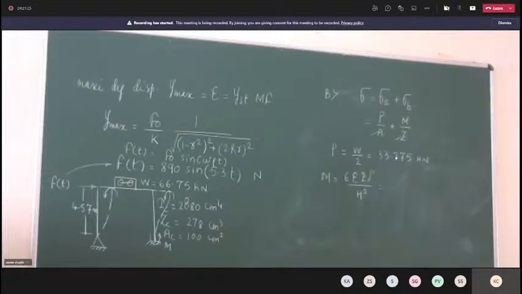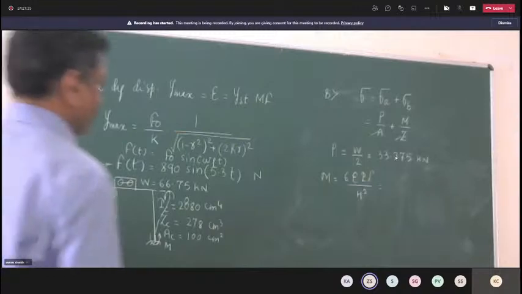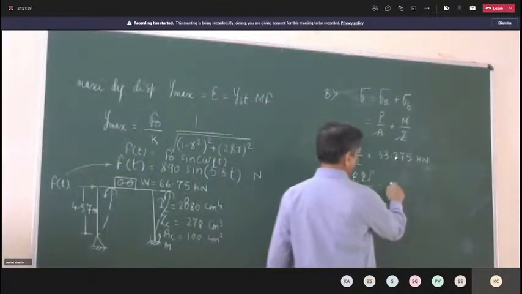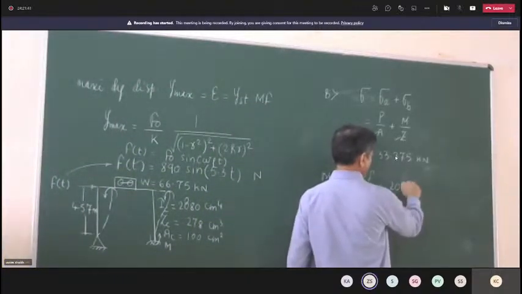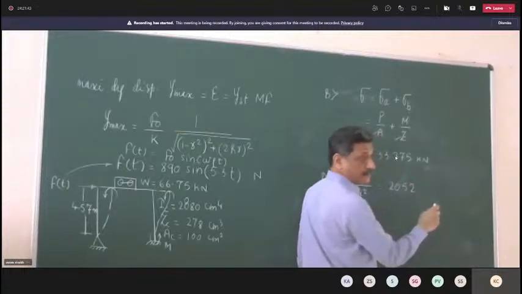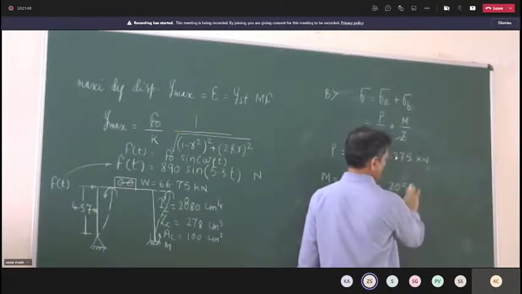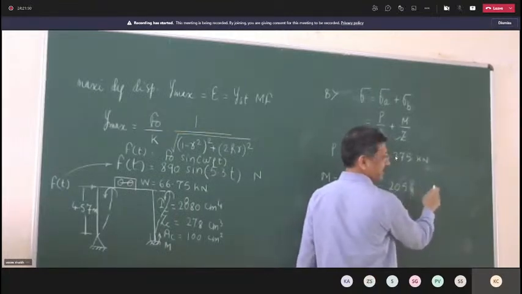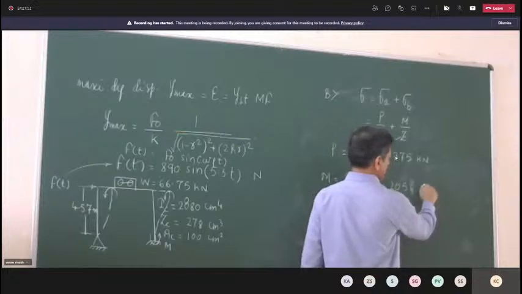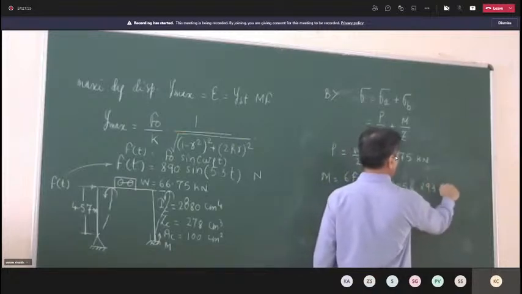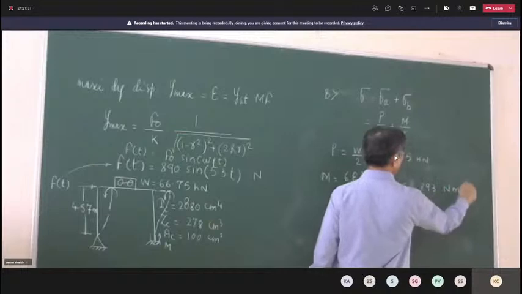What is the value? 2056.89. How much? 2056.89. Okay, 2056.89. 2056.893 Newton meter is the value.